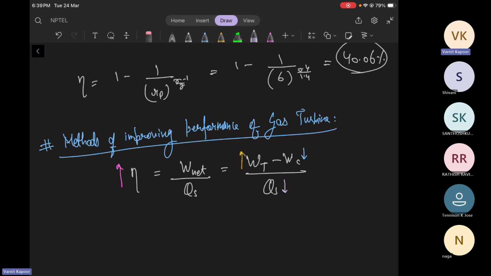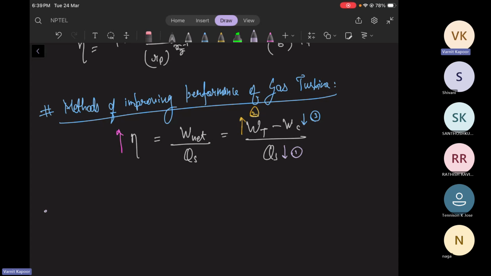The first way will be decreasing the heat supply. Let us say this is number one. Number two will be increasing the turbine work output, and third will be decreasing the compressor work. Let us deal with case number one. Case one is regeneration in the gas turbine, GT. What do I mean? I'm reducing the heat supply.